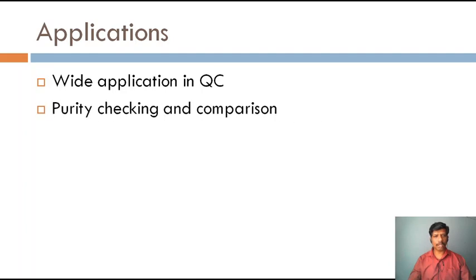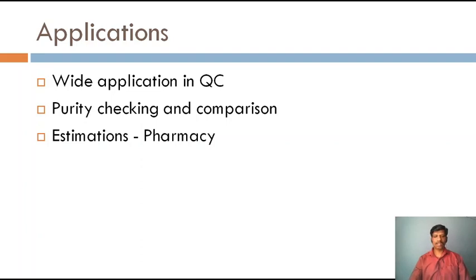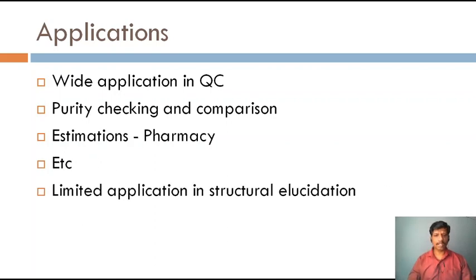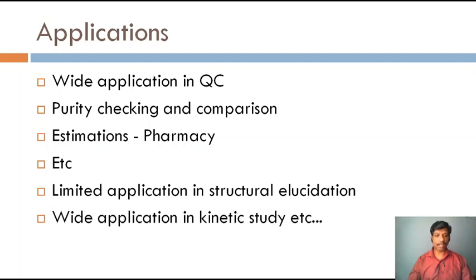It can also check the purity of the compound by checking the absorption intensity of a particular concentration. That will tell the purity of the compound, or any extra peak that you get. All those things will be checked. And estimation, especially estimation of a compound in a drug, is a very important tool used in industries. But in research, there is very limited application in structural elucidation, but it has wide application in kinetic study.